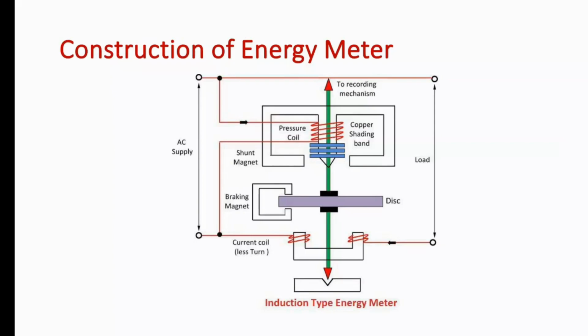So this is the construction of the energy meter. In this energy meter, we have three systems. One is the upper coil, another is the lower coil, and in between we have the aluminum disc. Then we have the brake magnet. We give AC supply to the upper pressure coil and the lower current coil. Both coils interact with each other, and the disc rotates depending upon the fluxes produced by both coils.